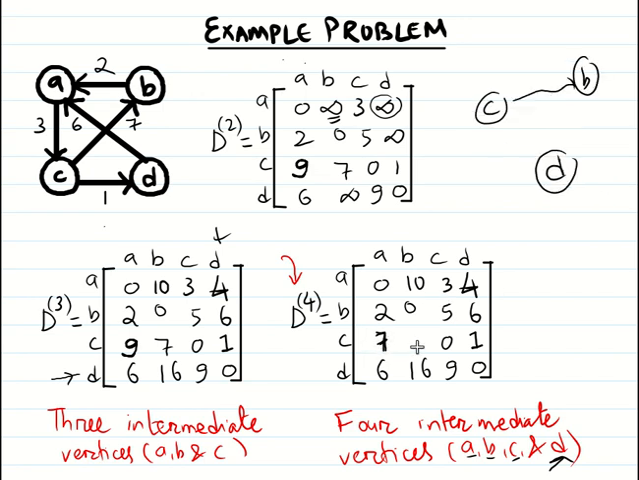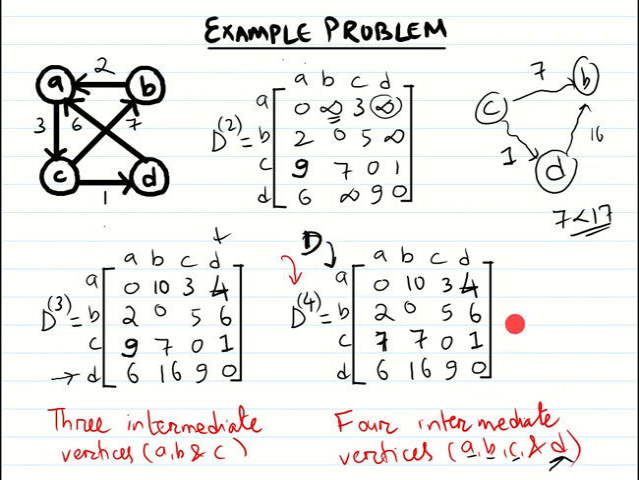Similarly, let's calculate the distance from C to B. The old distance from C to B was 7, and the distance from C to D is 1, and from D to B is 16. 16 plus 1 is 17. So obviously 7 is less than 17, so I do not update and copy this 7 as it is. So this is my final distance matrix, and this is called the distance matrix D.